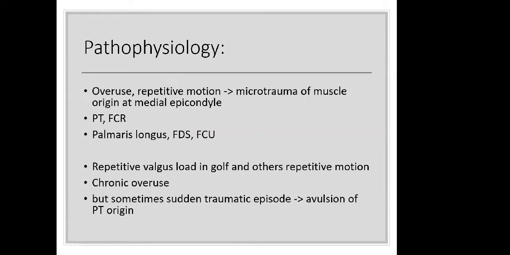So pathophysiology is also almost the same. It's a repetitive motion that can cause microtrauma at the muscle origin at the medial epicondyle. Usually the affected muscles are the pronator teres and flexor carpi radialis. Sometimes they can also affect palmaris longus, flexor digitorum superficialis, and flexor carpi ulnaris. It's repetitive motion and also valgus load, such as in golf. It's a chronic overuse trauma, and a sudden traumatic episode can also cause avulsion of the pronator teres origin.